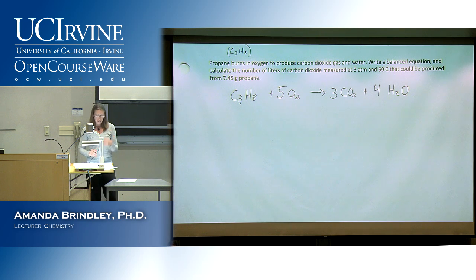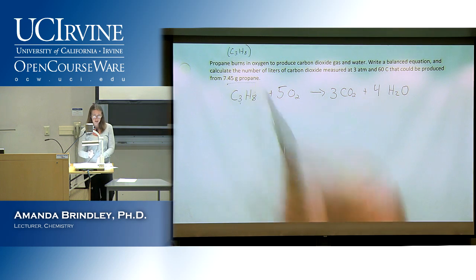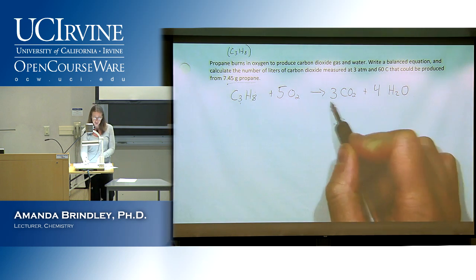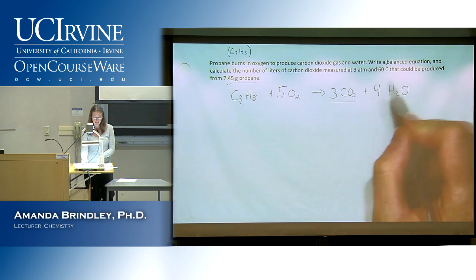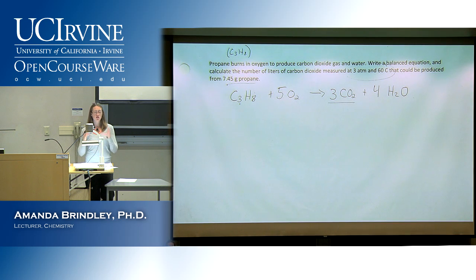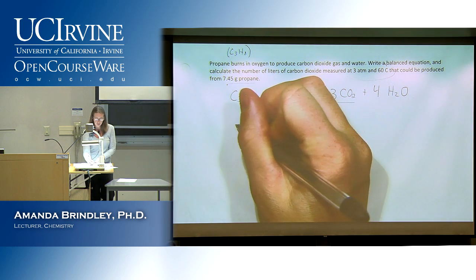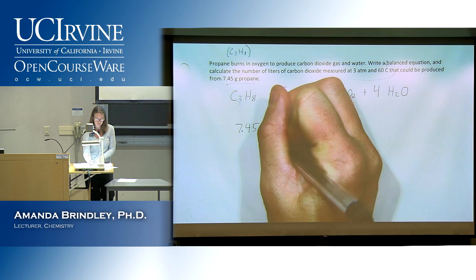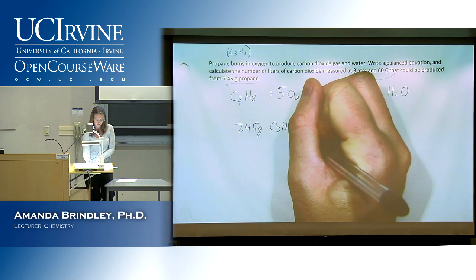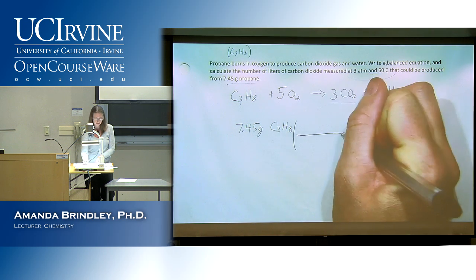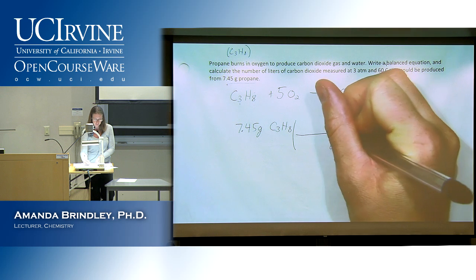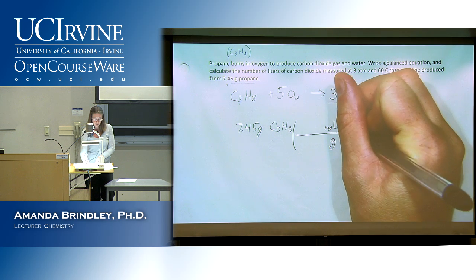Okay, so now we have 7.45 grams of propane, and we want to know how much carbon dioxide we can make from this. This is sort of the reverse problem of the one I did earlier today. So we're going to start with the 7.45 grams of propane. We convert to moles of propane.